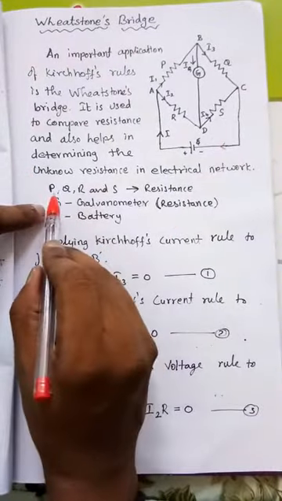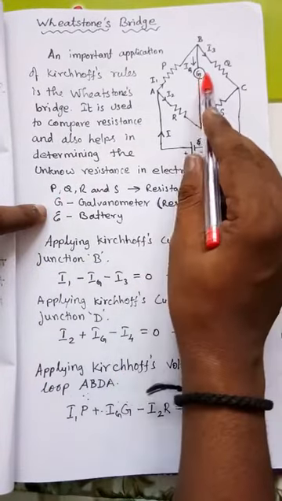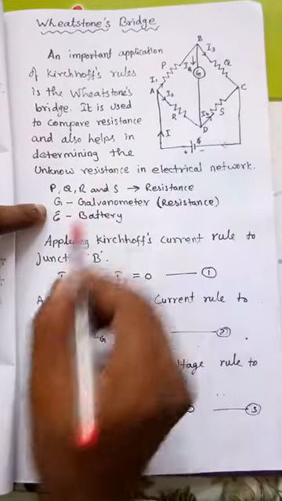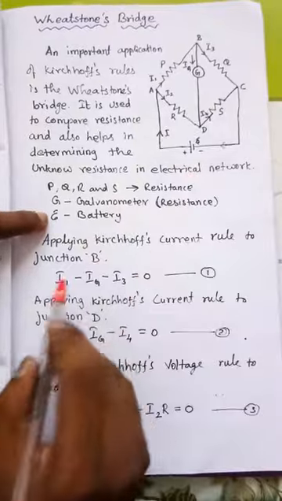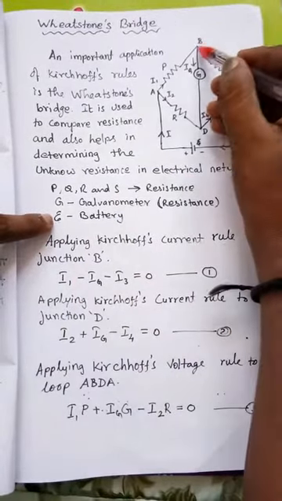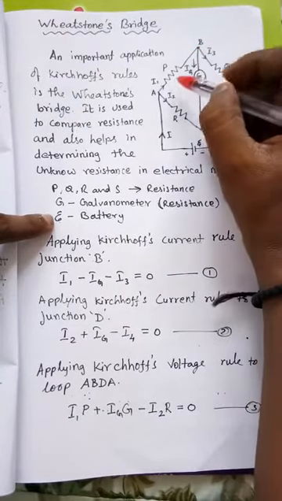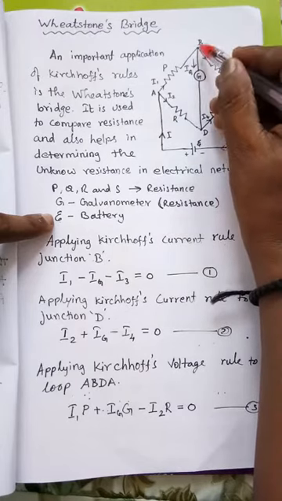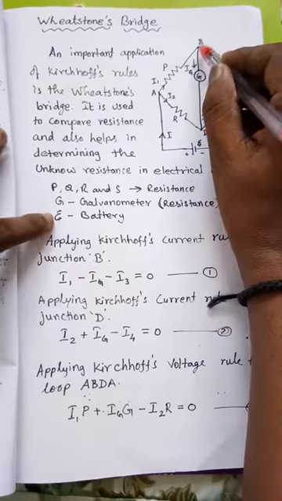Now P, Q, R, S are the resistances, G is the galvanometer, and the galvanometer also has a resistance, G. E is the EMF of the battery. Now apply Kirchhoff's first rule, the current rule, to junction B. In the first rule, the current entering the junction is taken positive and the current moving away from the junction is taken negative. So the sum of the currents is equal to 0. That is the first rule.